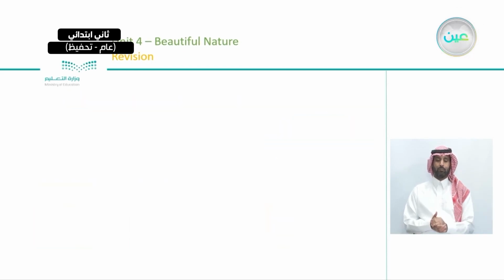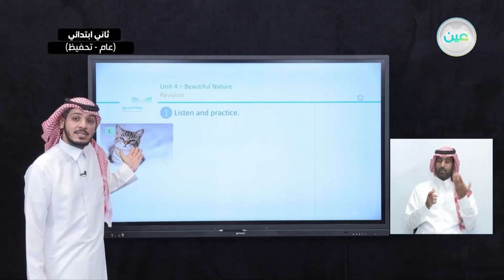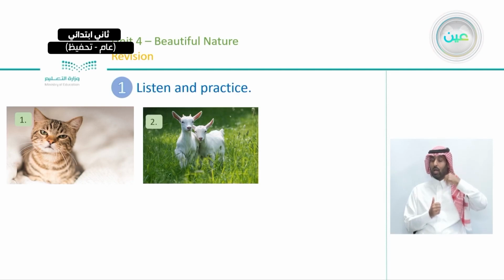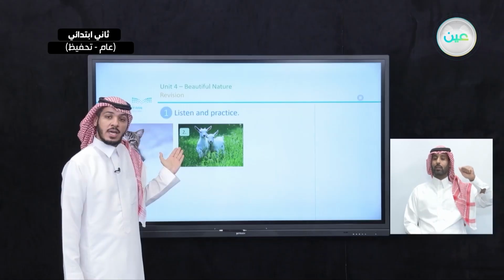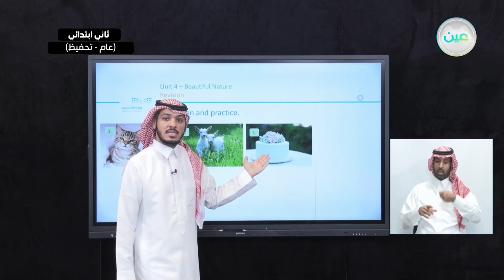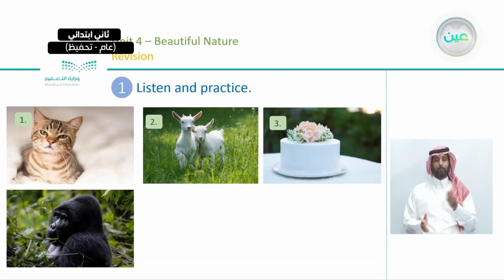Okay. Now we have number 1, listen and practice. So we have this. What is this? Can you tell me? This is cat. Excellent. Okay. What is this? This is goat. Okay. What about this? This is cake. Okay. What is this?